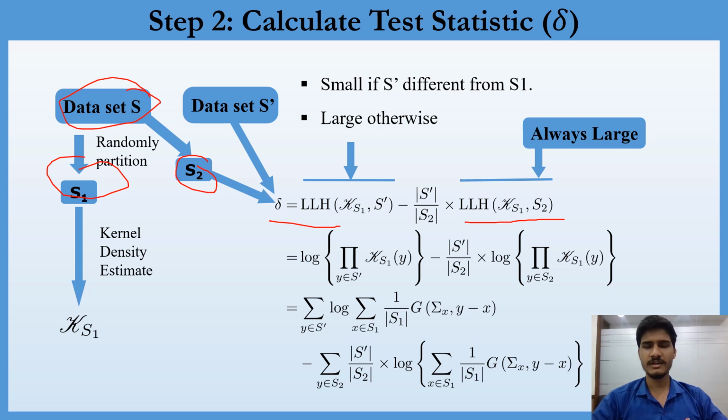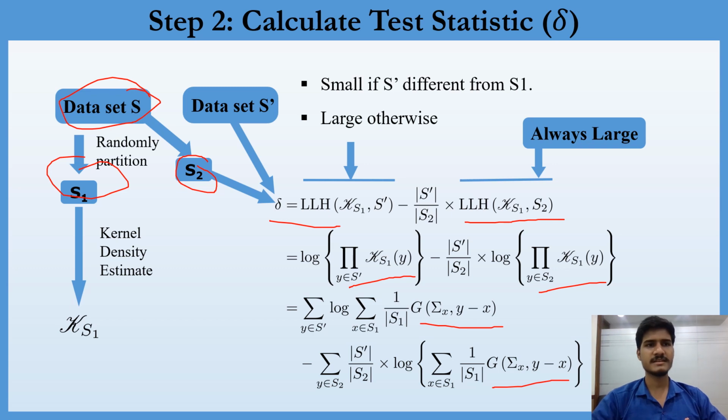We can expand this formula. You can see that the log likelihood is the product of all the densities over y, which belongs to S dash, and the second term is the product of all the terms for all y belonging to the dataset S2. As we expand this formula, this is the density defined by the Gaussian kernel, as we discussed in the previous slides.